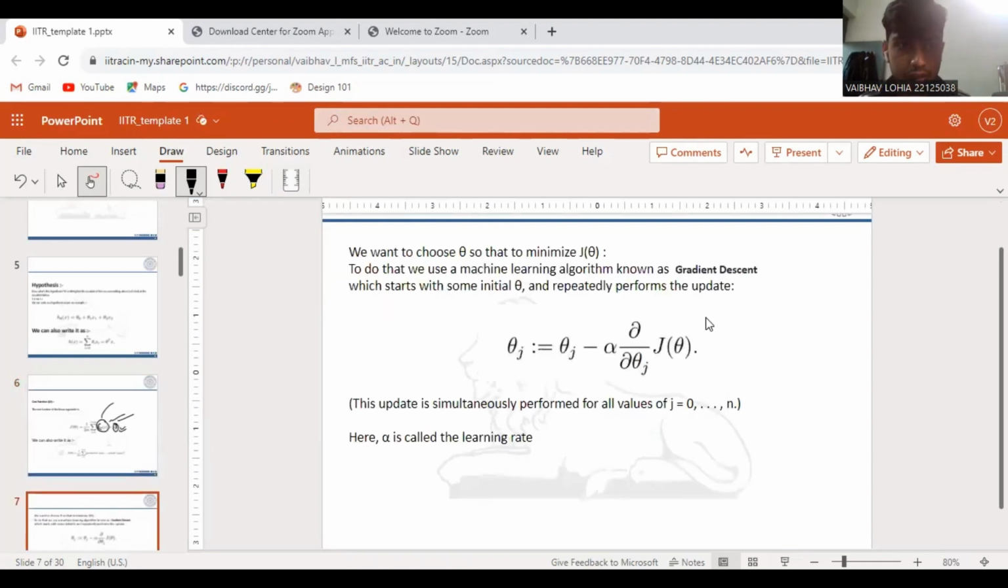In order to minimize theta, we have an algorithm known as gradient descent. It basically works as follows: we update the new variable as its old value minus some constant times the derivative of the cost function with respect to the feature which we are updating. Here alpha is known as the learning rate.